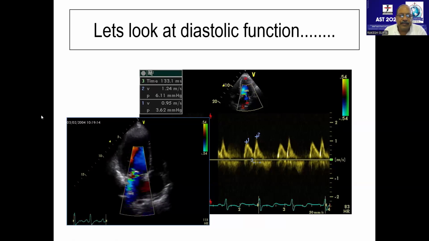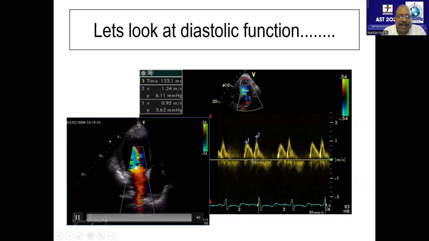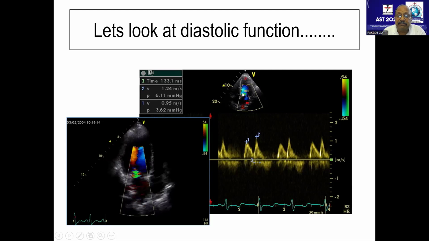How do we evaluate? We evaluate by putting a pulse wave Doppler spectrum at the tip of the mitral valve leaflets, and then switch to pulse wave, not continuous wave Doppler. We put the sample volume at the tip of the mitral valve leaflet in the 4-chamber, 2-chamber, or 3-chamber view, but the majority of the time we put it in the 4-chamber. What do we look for? We look for an E wave and A wave in this diastolic function evaluation.